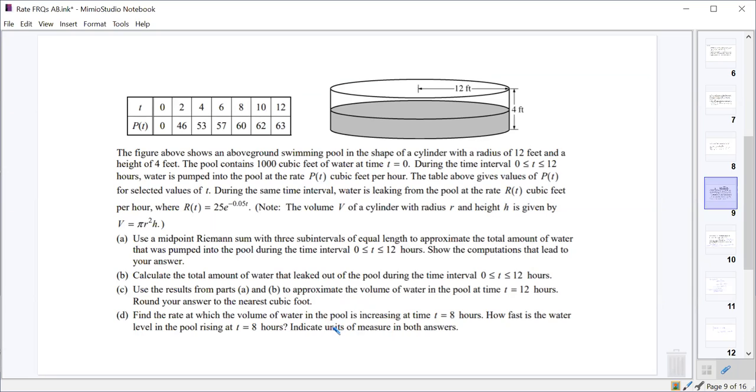For part D, find the rate at which the volume of water in the pool is increasing. You're going to have to say that your volume, which you know is pi times the radius squared times the height. What was the radius? 12, so 144 pi h. And so you'll do dV/dt equals 144 pi dh/dt. So that's where you'll use that equation. That's the only place you'll end up needing to use it.